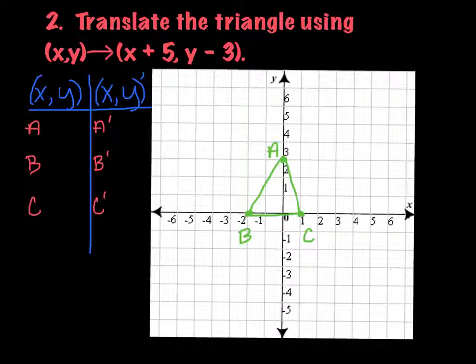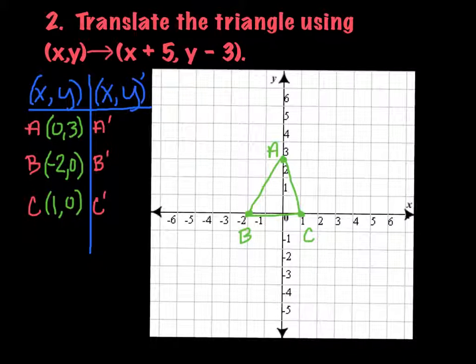Okay, so what we want to do is figure out what is point A. Looks like it's 0, 3. So 0, 3. Point B is the point -2, 0. C is 1, 0. Okay, so what we're going to do is take all the x's and add 5 to them. So all the x's, we add 5. All the y's, we subtract 3, and that'll give us our new coordinates.